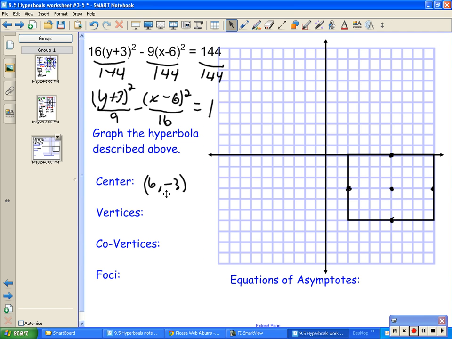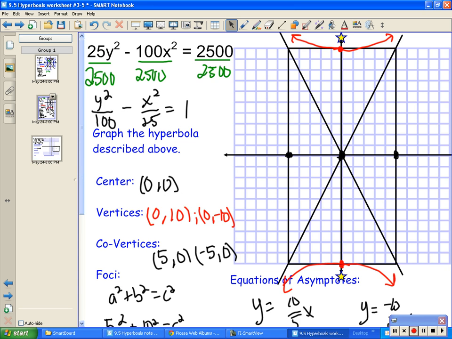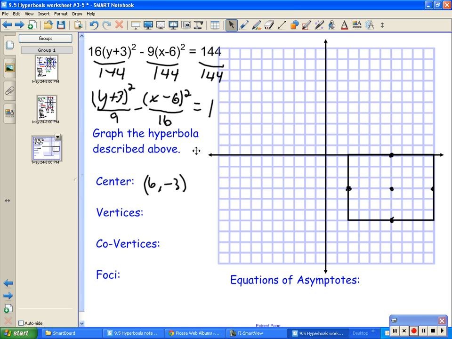Okay, for the vertices and co-vertices, we need to figure out which way this opens, up and down or left and right. If we look at the previous problem, that was a y squared minus x squared, and it opened up and down. So same thing here, it's going to open up and down. Before we do that, I'm going to draw in the asymptote lines while I've got the box all made.